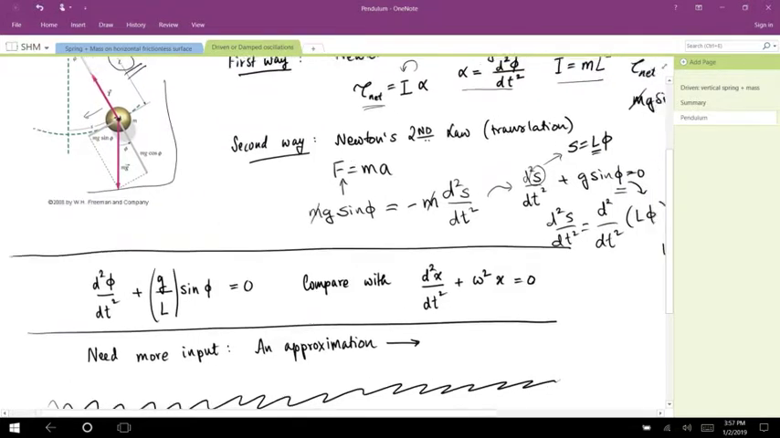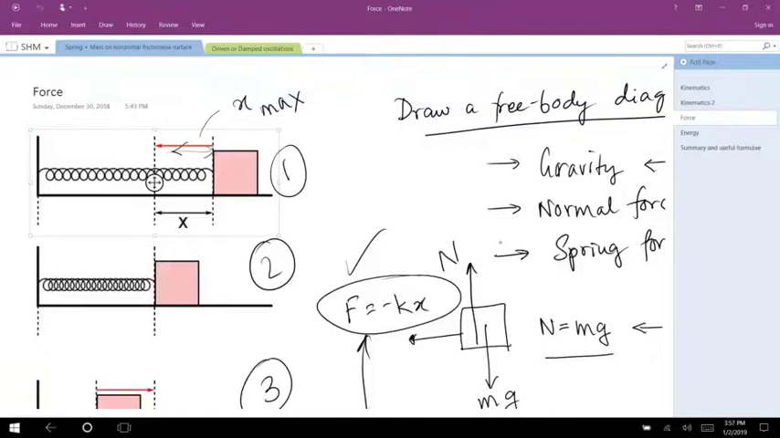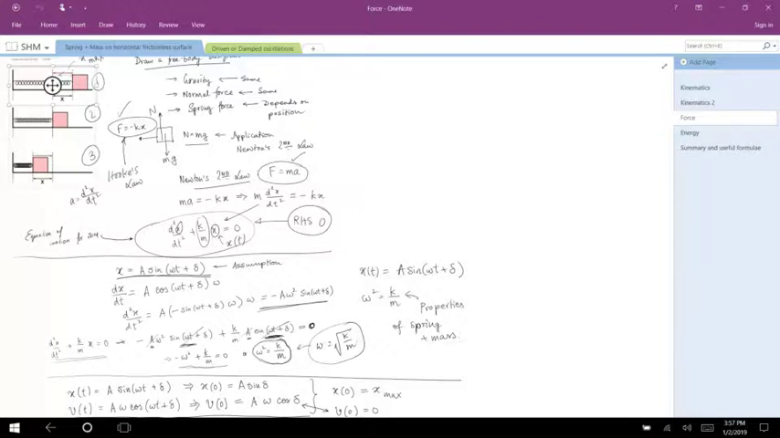I want you to compare this equation with our equation for SHM. So this is the equation for SHM that we came up with earlier when we were talking about the spring plus mass system. If we go back to our equation of motion, it looks like d2x dt2 plus k over m x, but remember k over m was nothing but omega squared.